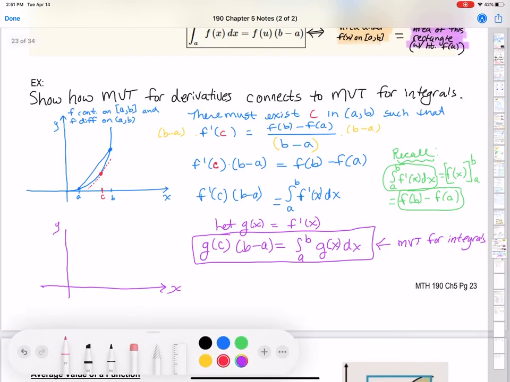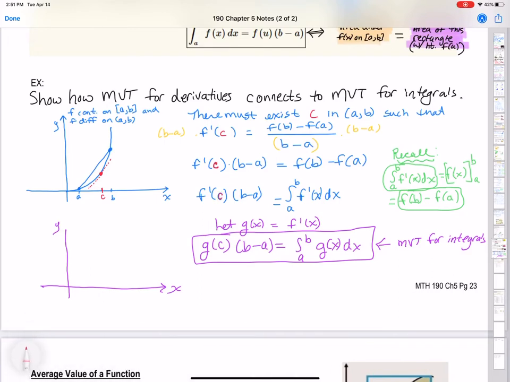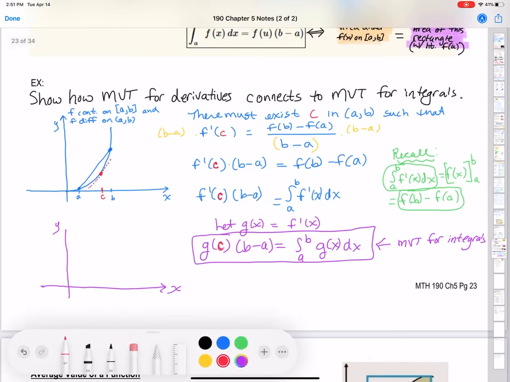So this starts off with there has to exist this c. There has to exist this c. And now the main difference is I'm not really talking about the exact same function anymore, right? So g is the derivative of f.